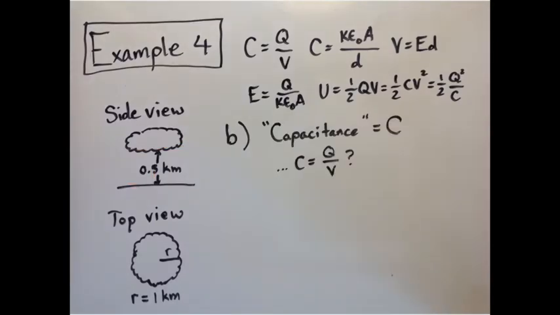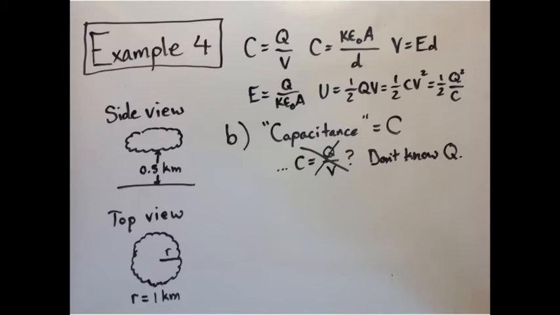Now part B wants to know the capacitance of our lightning cloud system. There are several equations that have C in them, so there are 2 different ways we could calculate capacitance. You might be thinking, I just solved for V, so why don't I use C equals Q over V? Well, the problem is this: if I want C and I only know V, I don't know Q.